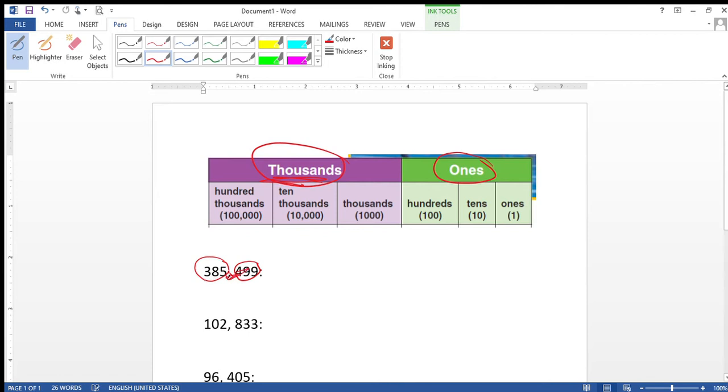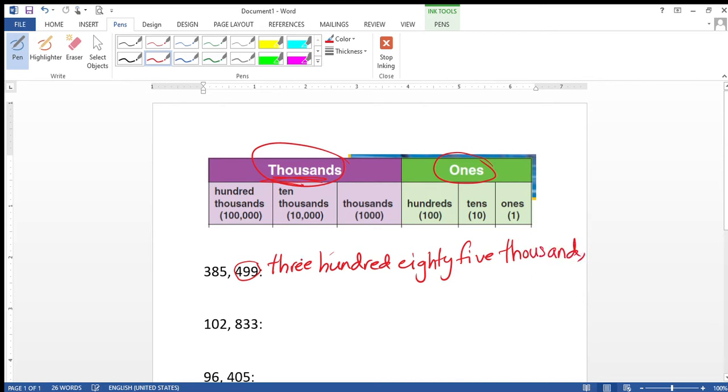I want you to pretend none of this is here. 385. How do we say this? We say 385, right? So I wrote the name of the first group of numbers. Now what should I do? How will someone know which family this is in? They will know by the family name. What's the family name? The family name is thousand. Now I finished the first group and the family name. Now I'm left with the second group.